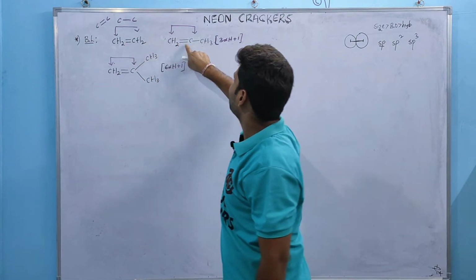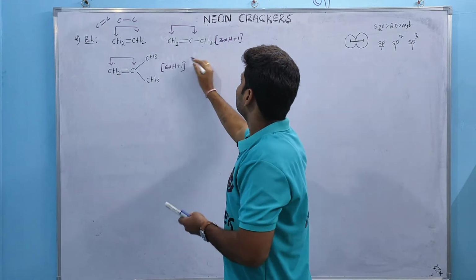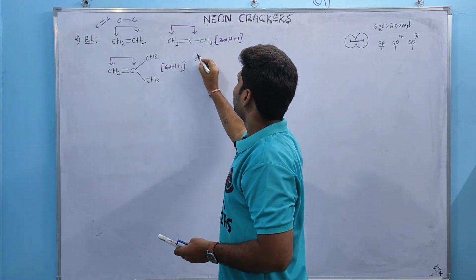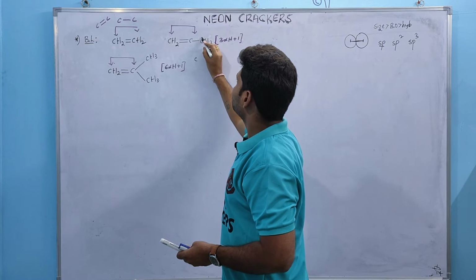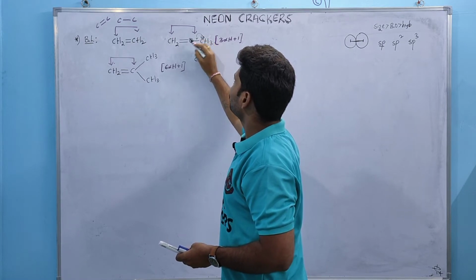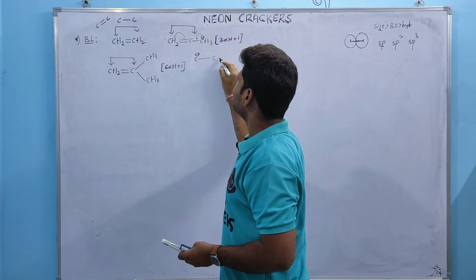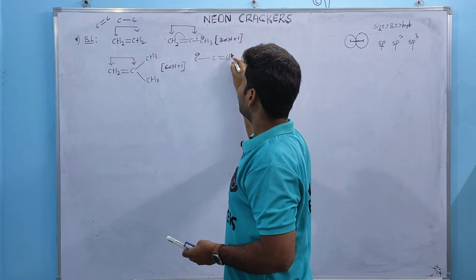Now here, what is happening according to hyperconjugation? A hydrogen is removed, and what is the charge on the beta carbon? C minus. By hyperconjugation, it is delocalized. So what is the charge here? C minus, C double bond CH2.